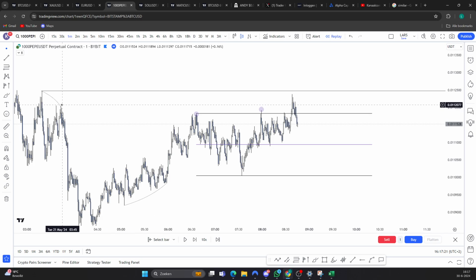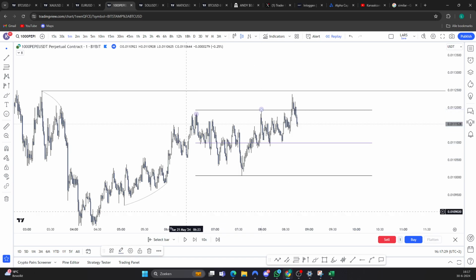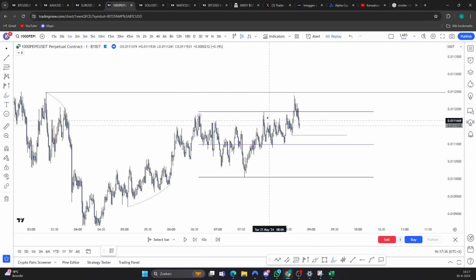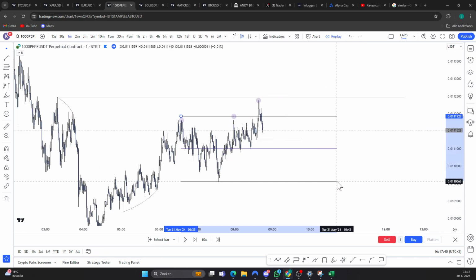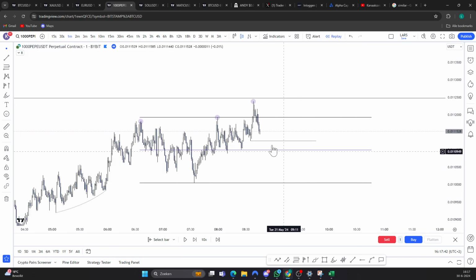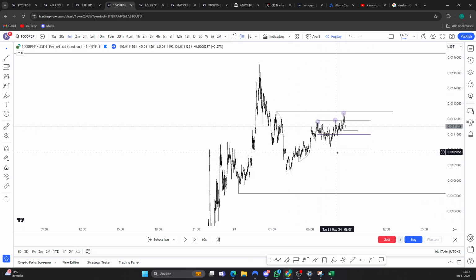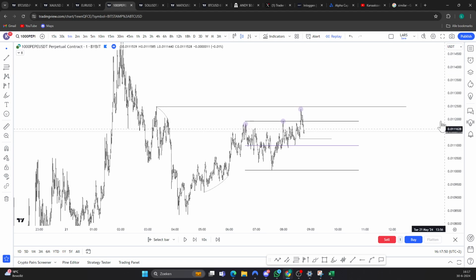Okay, maybe it wanted to grab more of these highs on the left and create a model 1. That could definitely be the case. Where you have your 1, you have your 2, you have your 3. That could happen. Let's check if we can break that low. Building a lot of liquidity towards the downside.